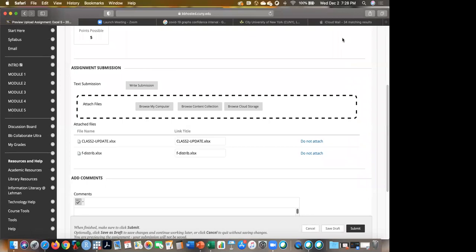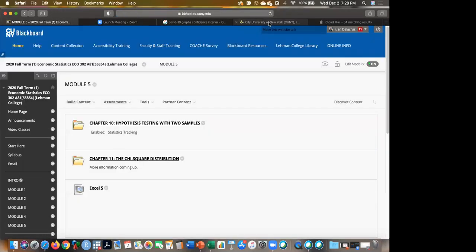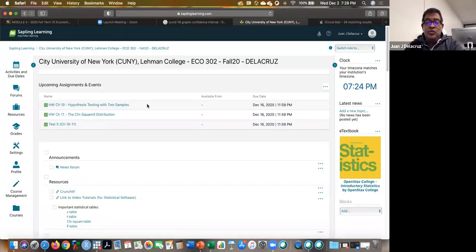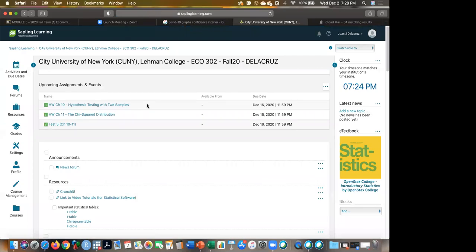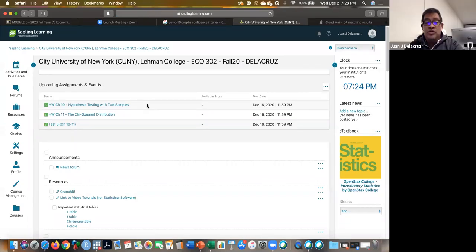And then Sapling Learning, those are the last assignments for the semester. For Sapling Learning, you just have to do number 10. Oh, so we don't have to do chapter 11 and test 5? No, you don't have to do chapter 11. You don't have to do test 5.